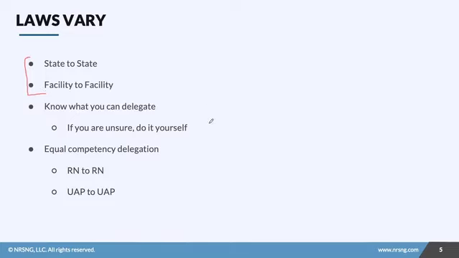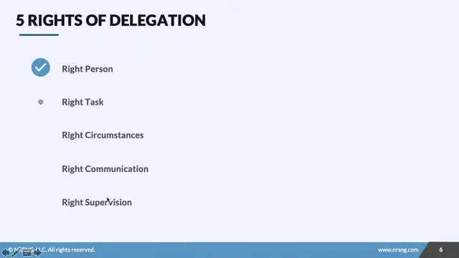Rule of thumb, if you don't know that you can delegate something to a UAP, then you need to do it yourself. If there's any ambiguity or you're unsure in your own mind, do it yourself to make sure that you're working within those scopes of practice. Now, it's okay to delegate tasks of equal competency to someone with an equal training, education, degree. So, for example, RN to RN can be done, UAP to UAP, LPN to LPN. That kind of delegation is going to be okay.